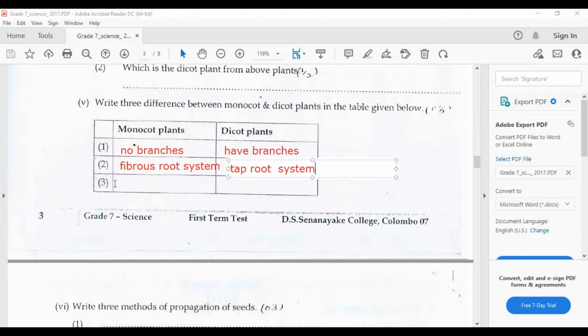On the monocot side, write down parallel venation. On the dicot side, reticulate venation. Parallel venation means the venation like in the coconut plant. Reticulate venation means the veins like this. In the plants, the veins are situated like this. That is the reticulate venation.